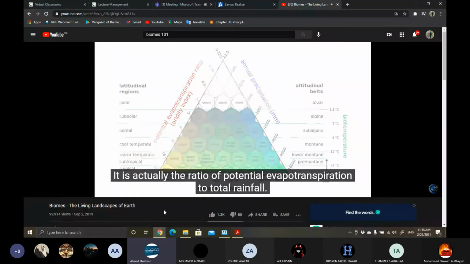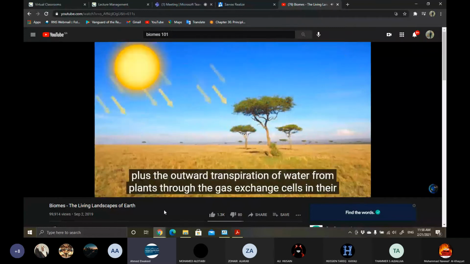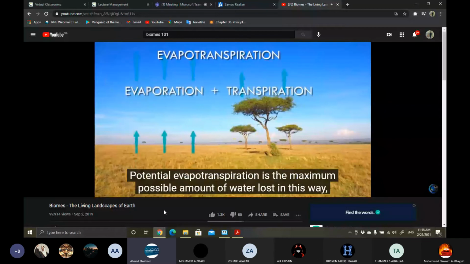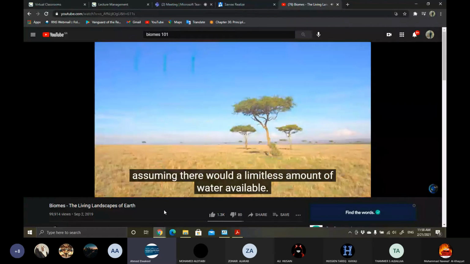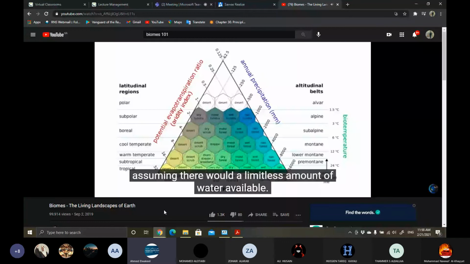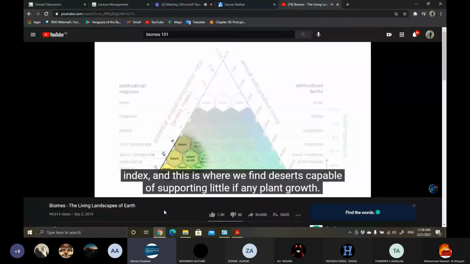Evapotranspiration is the combined effect of direct evaporation of water from the soil, plus the outward transpiration of water from plants through the gas exchange cells in their bodies. Potential evapotranspiration is the maximum possible amount of water lost in this way, assuming that there would be a limitless amount of water available. The highest temperatures combined with the lowest rainfall produce the highest aridity index, and this is where we find deserts capable of supporting little, if any, plant growth.